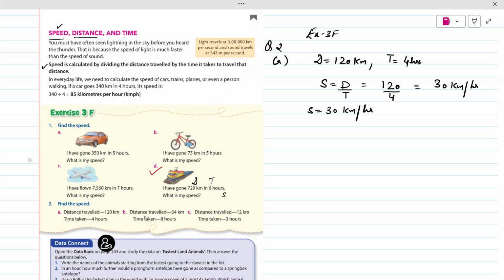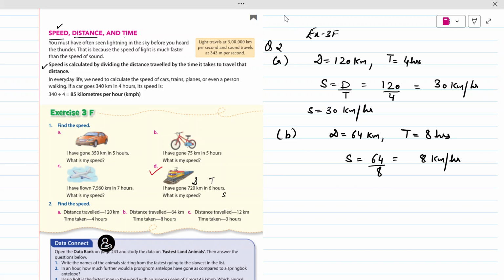Similarly, in the B part, distance is given, time is given, and the distance is 64 kilometers, time is given to us as 8 hours, and we have to find the speed, which is 64 by 8, that is equal to 8 kilometers per hour. Correct? These two are done.